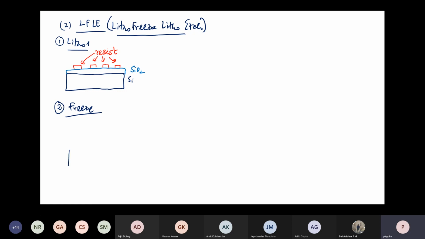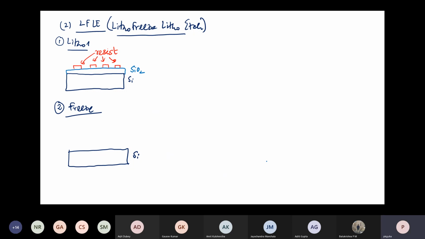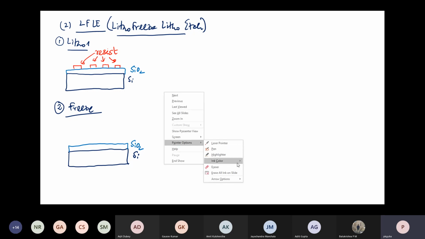Again, what you do, let me draw it once more. So we have our silicon substrate, we have our SiO2, and on the SiO2 we have this pattern already, from litho 1 we have this pattern. So let me draw the pattern once more.